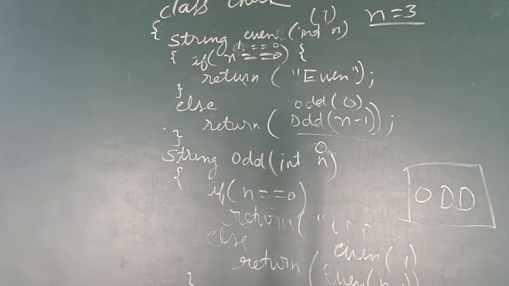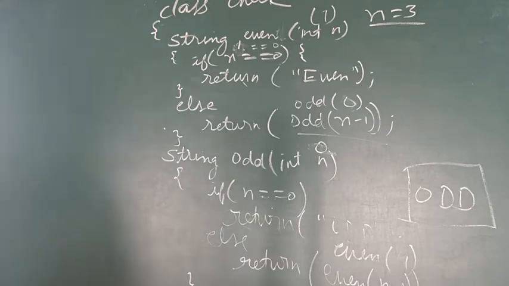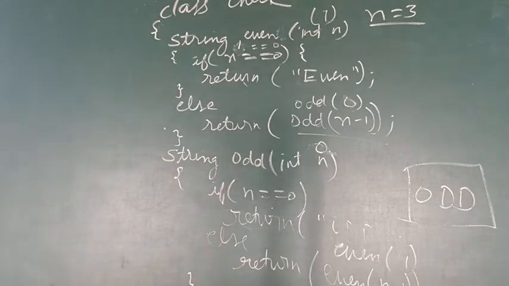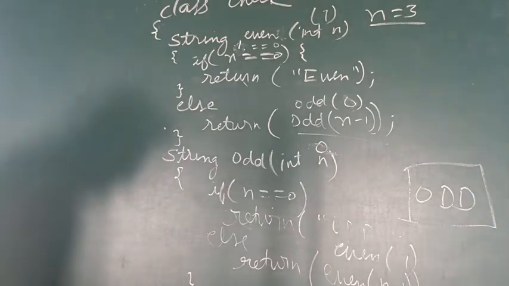So this simple program is only to check whether the number is even or odd. So this is the recursion. This is the indirect recursion by which we checked whether the number is even or odd. Clear? Okay.